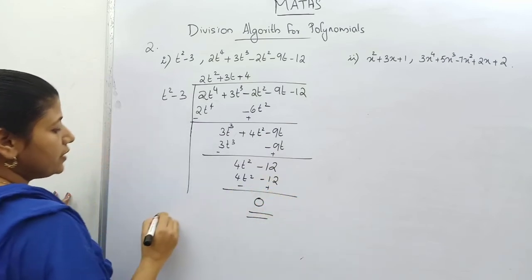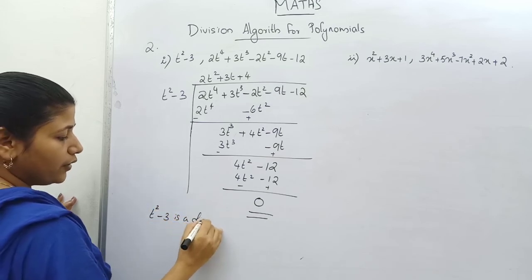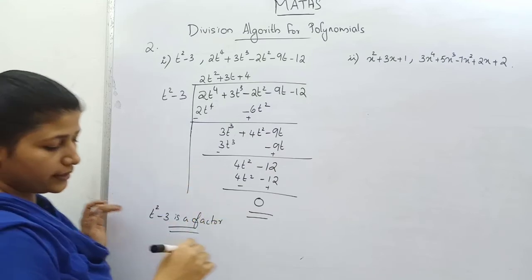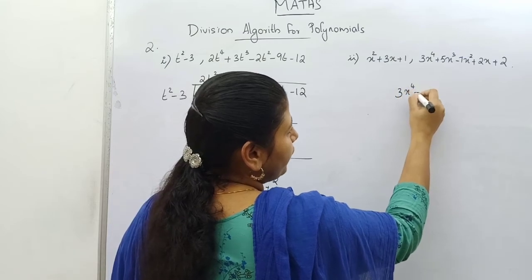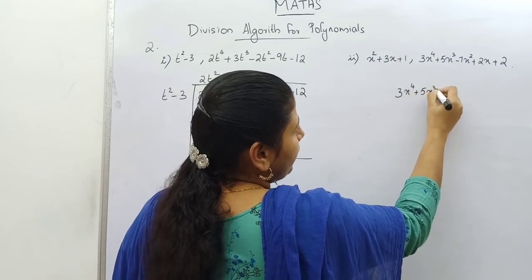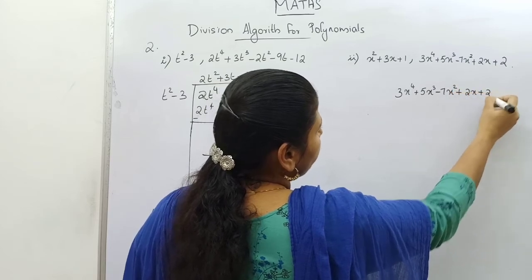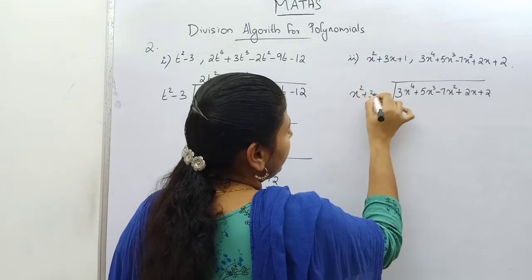So what does it mean? t square minus 3 is a factor of that polynomial. One more question is there. Here also you want to divide 3x raised to 4 plus 5x cube minus 7x square plus 2x plus 2. Here both are in the standard form, so no problem to divide.